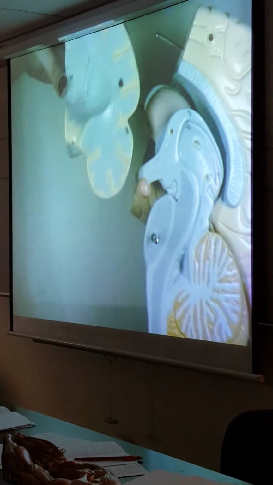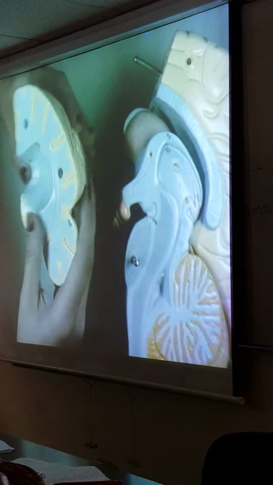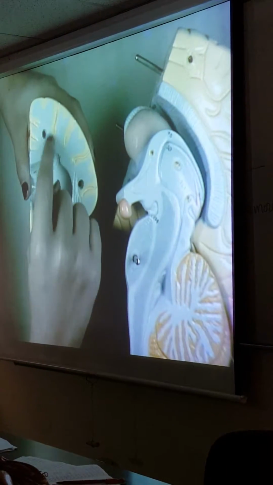So, continuing on with the cerebrum, the outside is the gray matter, the inside is made up of white matter.